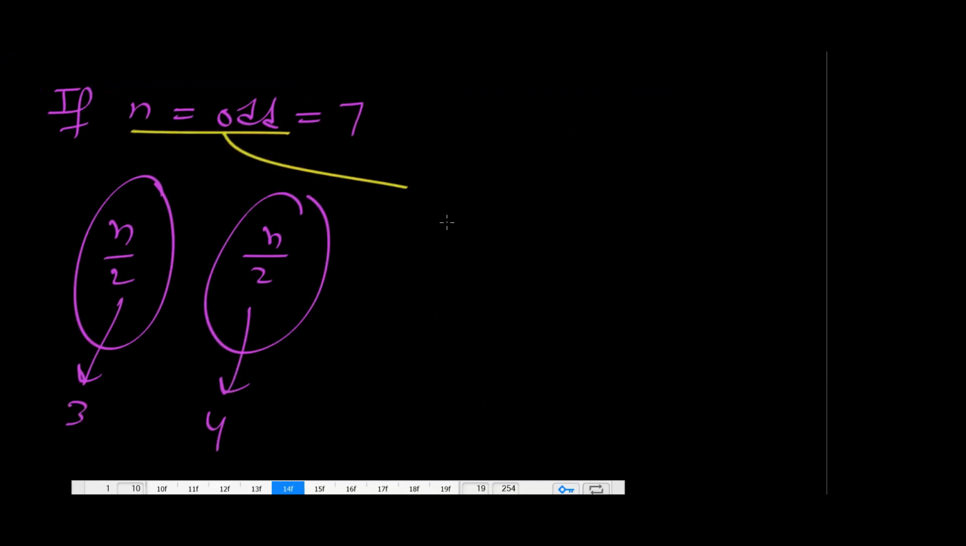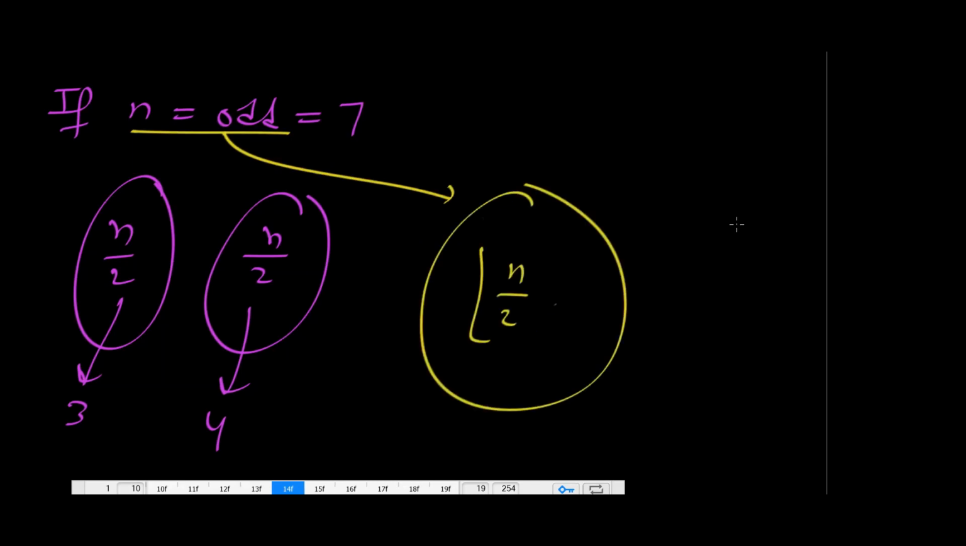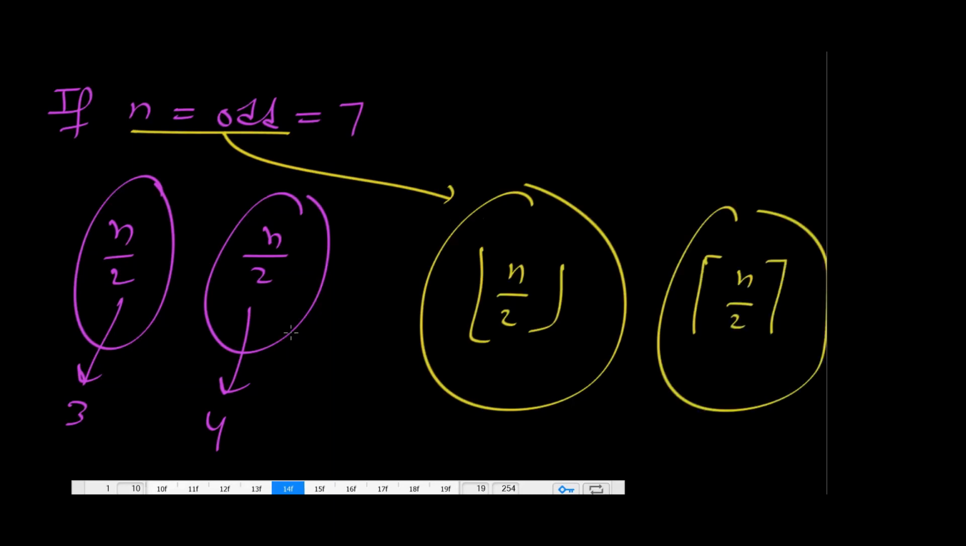So if your n is odd, on one side you put n by 2 floor, on the other side n by 2 ceiling, because the total number of vertices should be n. This is easy. For example, if you have 7 vertices, you put half the vertices here and half here. Is this clear? On one side you put the floor, on the other the ceiling. Okay, clear?